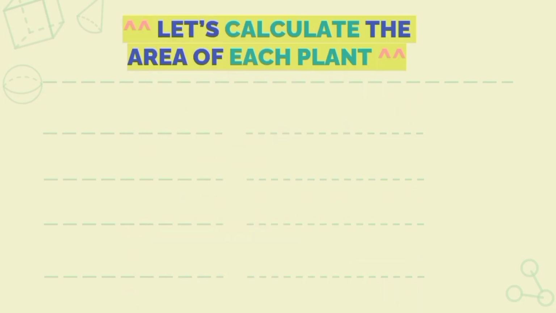We have got the fraction to be calculated. Let's calculate the area of each plant. For corn, it is a quarter. A quarter multiplied by 10 hectares equals 10/4, which equals 5/2 hectares.